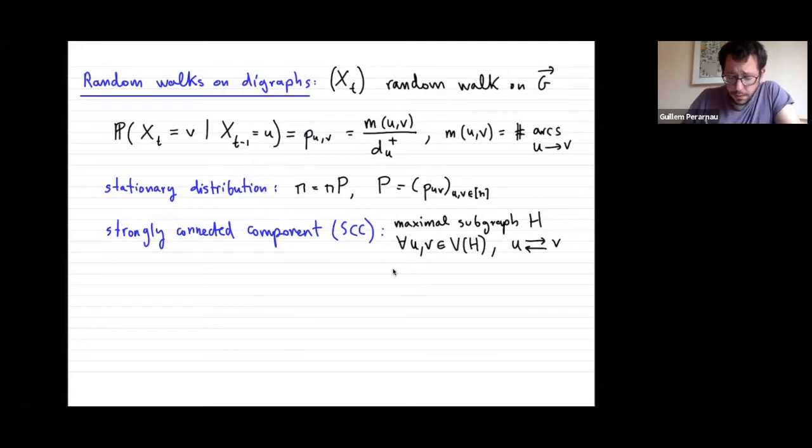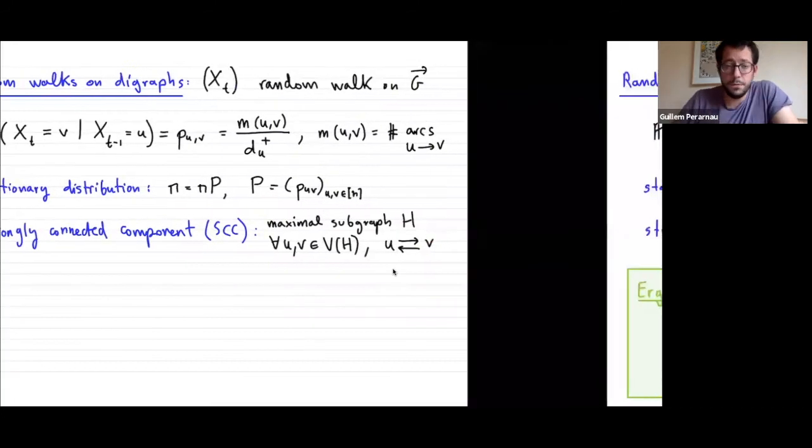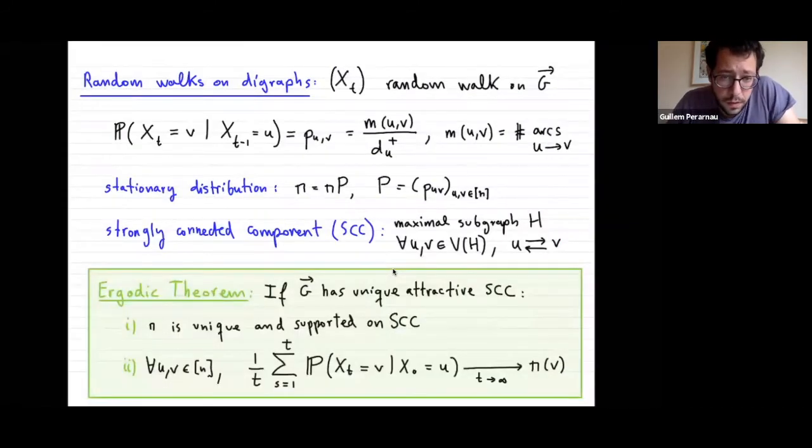So just for any pair of vertices, I have a directed path that goes from U to V, and another directed path that goes from V to U. So the ergodic theorem for Markov chains in this setting says the following.